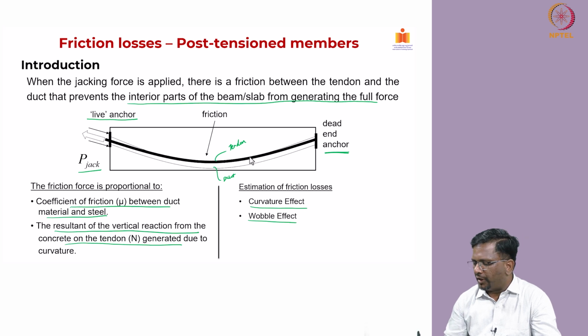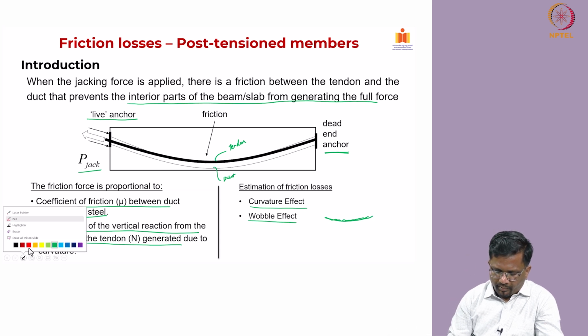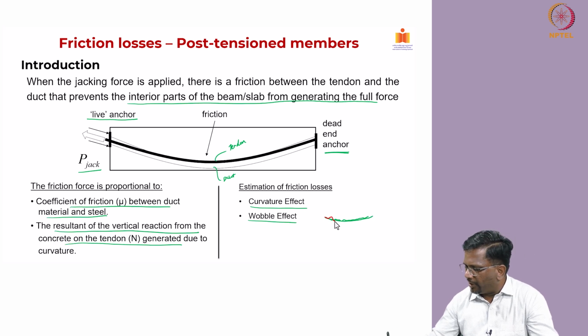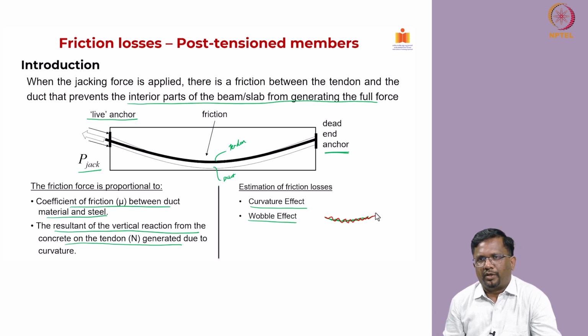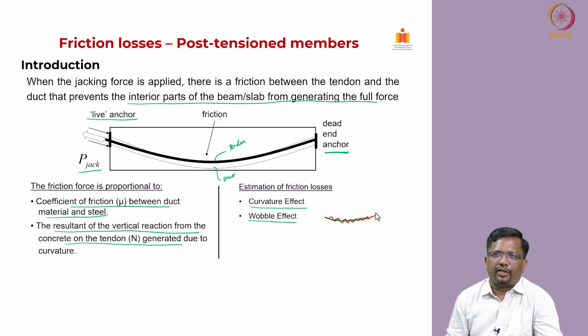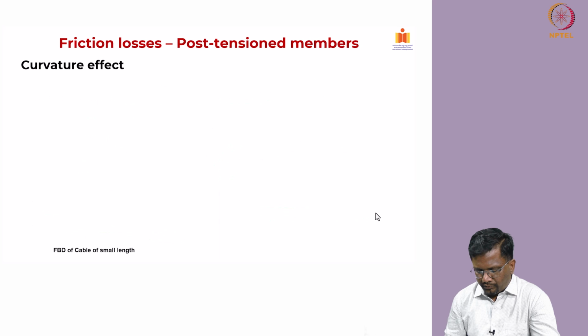In addition to that, the cable is not going to be straight, okay. So the cable you are assuming like this, but actually the cable may be like this, okay. You will have local waviness in the cable, that we call the wobble effect. These two things will create loss in the pre-stress, that we need to account for. Now let us see how we do that, okay.